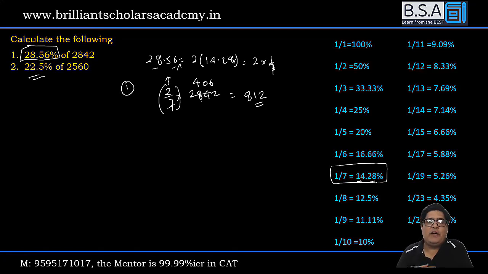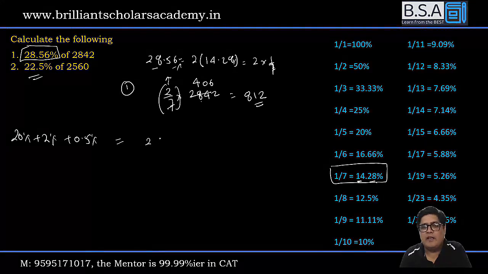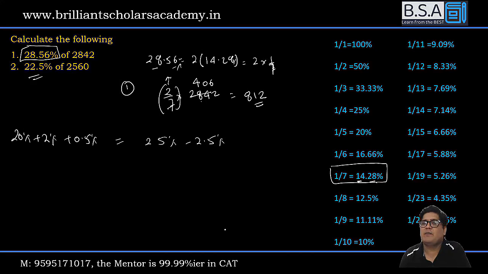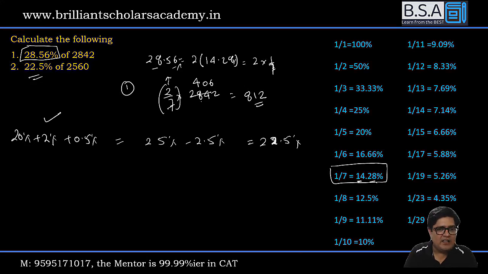Now 22.5 I do not have. You can calculate 20%, then 2%, then half percentage. It is perfectly fine. Nothing is wrong. It's not wrong. Can I also calculate 25% minus 2.5%? 25 minus 2.5 is basically 5 minus 2.5. 2.5. 22.5. 22.5%. This is right. This also is correct. Nothing wrong with either of those approaches.